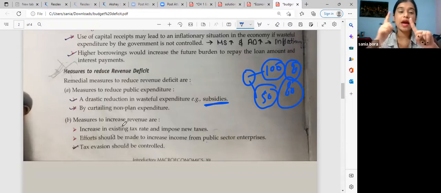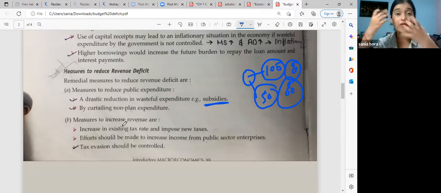Next, first thing is that I told government not to overuse things or not to overexpend. So there were two modes through which government can reduce their public expenditure. But now, second, I'll suggest government to increase the income. Right? If you don't have money right now, what I'll ask you is to join a job. I'll ask you to do two jobs. I'll ask you to do overtime.